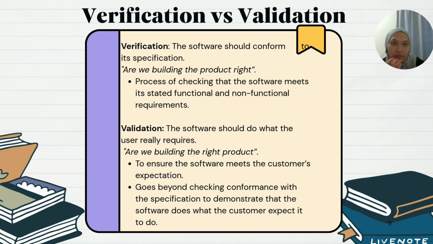Next, we proceed with verification versus validation. Verification: the software should conform to its specification. Are we building the product right? It is the process of checking that the software meets its stated functional and non-functional requirements. While validation: the software should do what the user really requires. Are we building the right product? This ensures the software meets the customer's expectation and goes beyond checking conformance with the specification, to demonstrate that the software does what the customer expects it to do.